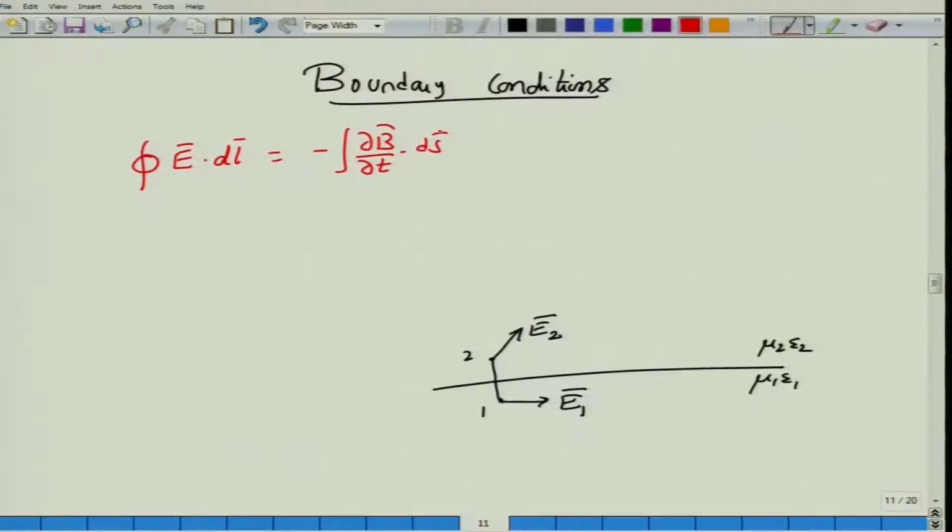This equation is Faraday's law, which is simply telling you that the EMF over the closed loop must be equal to minus d by dt of flux linkage. So the rate of change of flux linkage will be driving the EMF around this closed path. That is what this equation tells you.